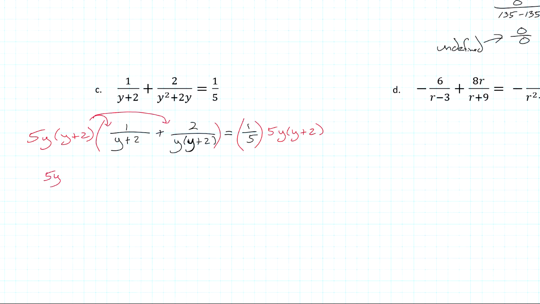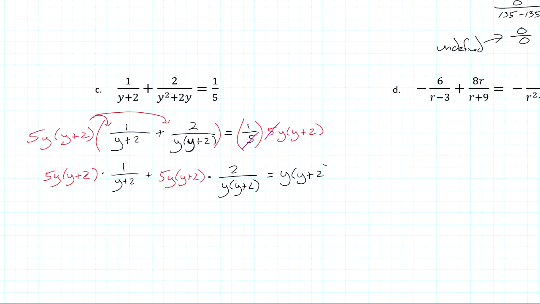So we'll have 5y times y plus 2 times 1 over y plus 2, plus that 5y times y plus 2 distributes to the second fraction. We can go times 2 over y times y plus 2 equals, on the right side, there's no distribution, so we can just cancel right away. Just the 5's cancel, though. And we will be left with y times y plus 2 on the right.